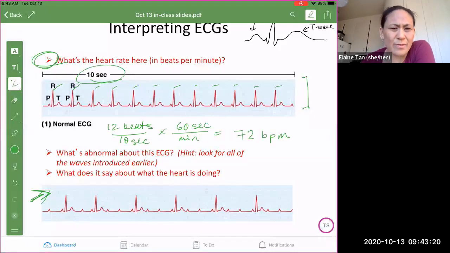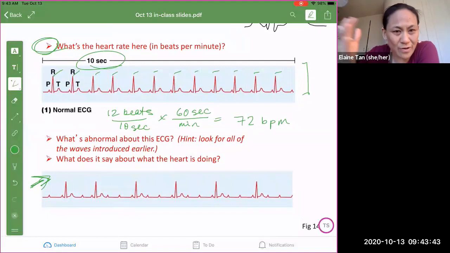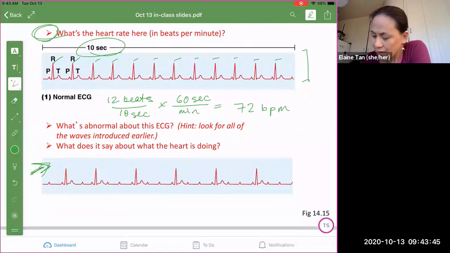Okay. I know sometimes I get questions about, well, what if you have a different estimate for how many beats there are per amount of time? That's totally fine too. There's going to be some leeway in there if I were to grade a question like this. There would be some window for error there. Okay, moving on to the second one.